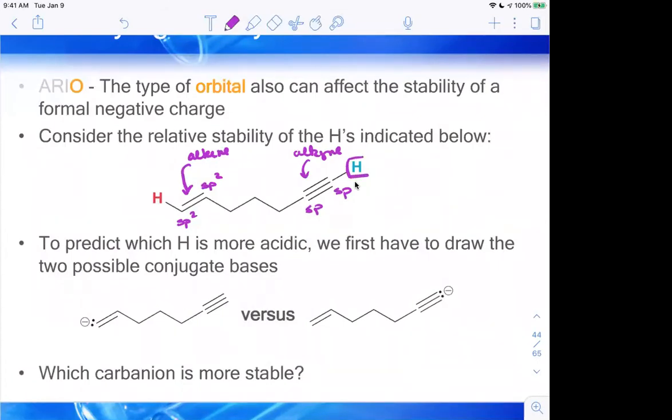So let's compare the acidity of the hydrogen that's attached to the carbon in an sp orbital, or the hydrogen that's attached to the carbon in an sp2 orbital. So let's take off the red proton and draw the conjugate base. And then take off the blue proton and draw the conjugate base. So now I have to figure out which of these carbanions is more stable. Remember, this is in an sp orbital, this is in an sp2 orbital.